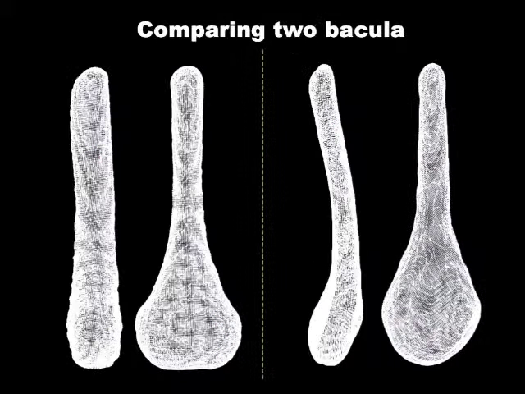Okay. So let's look at two bacula. Here are two bacula, separated by a dotted line. This is a lateral and a dorsal view, a lateral and a dorsal view. When we started this project, we had no idea how much variation we would see. Again, this is all within the lab mouse, a single species of mice. What do you think? Do these two bacula differ from each other? Yes. How do they differ? One's heavy on the bottom. Okay, heavy on the bottom. I love that. I call this teardroppy shape, but I like heavy on the bottom better. What else?